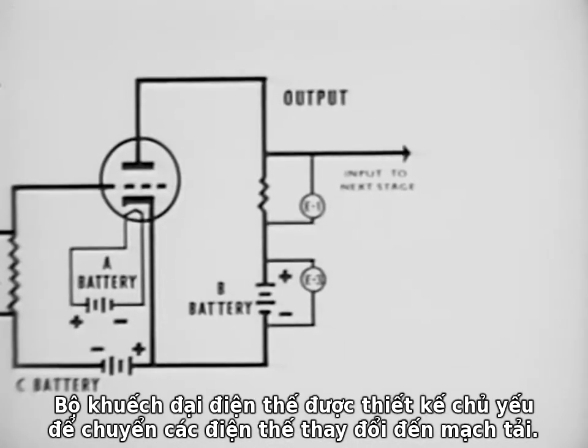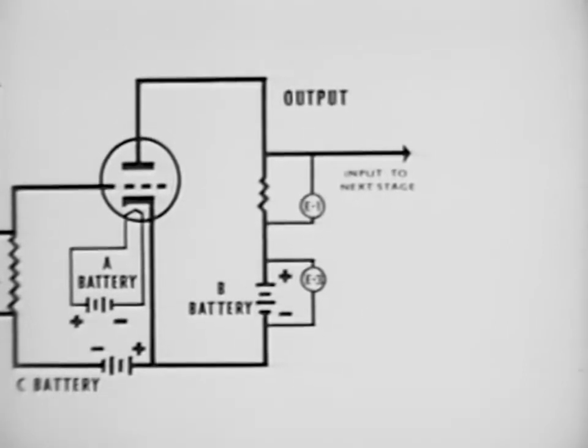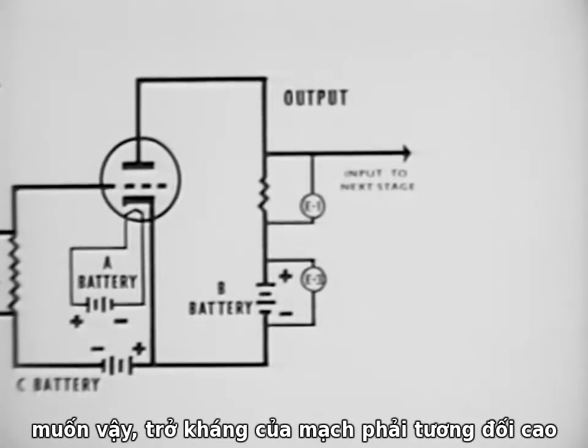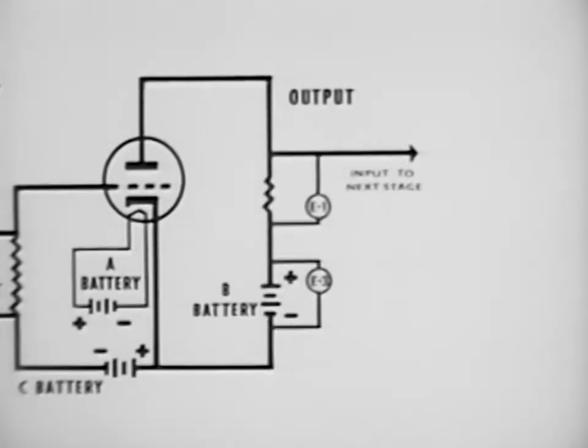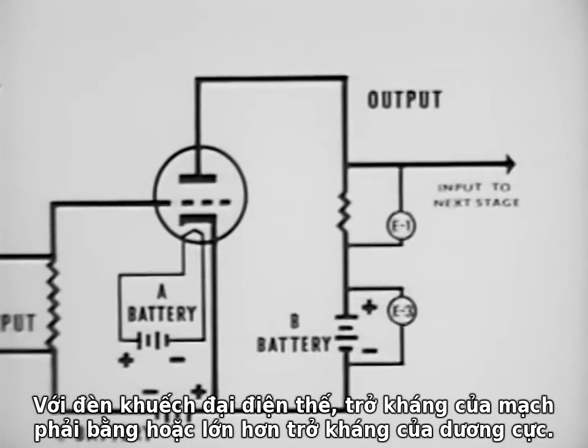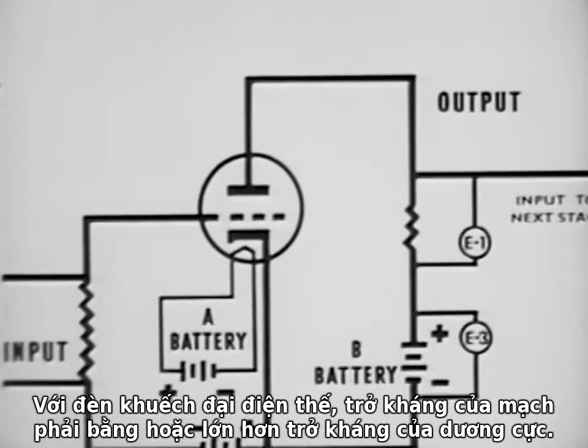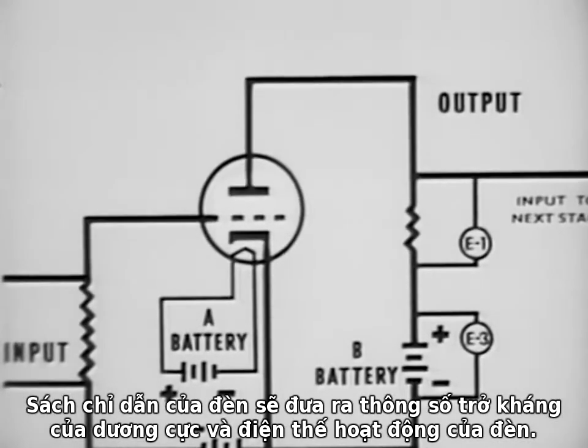A voltage amplifier is designed primarily to deliver a large varying output voltage to its load circuit. In order to accomplish this, there must be a relatively high value of load impedance. For a given vacuum tube voltage amplifier, the impedance of the load is usually as high or higher than the plate resistance of the tube. A tube manual will give the plate resistance for the tube selected and its recommended operating voltages.